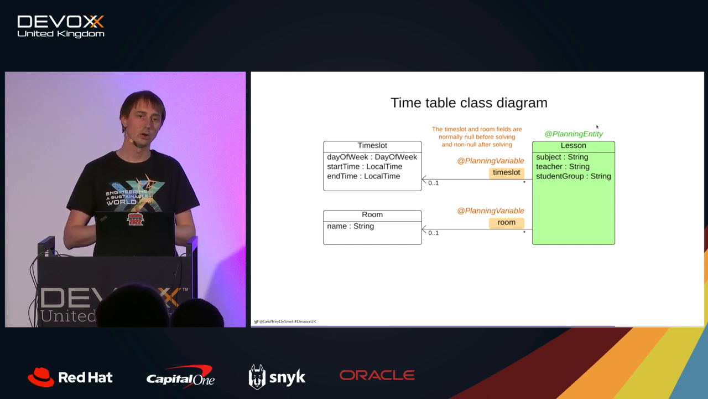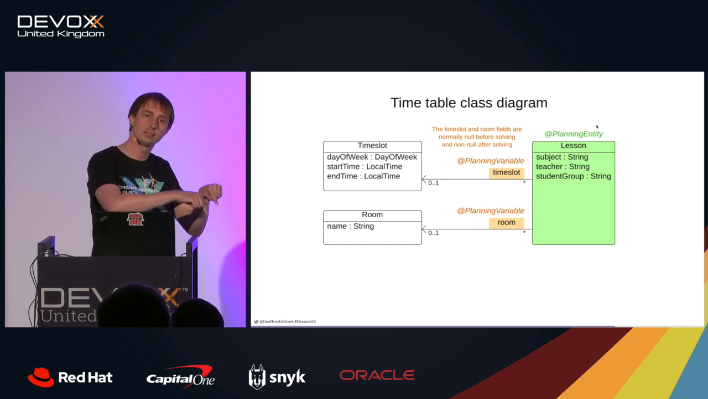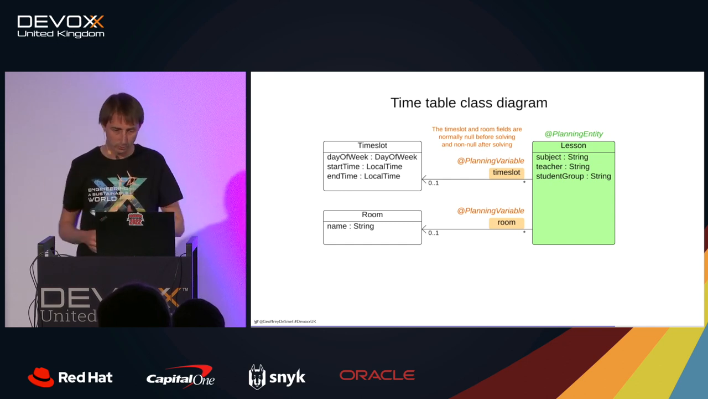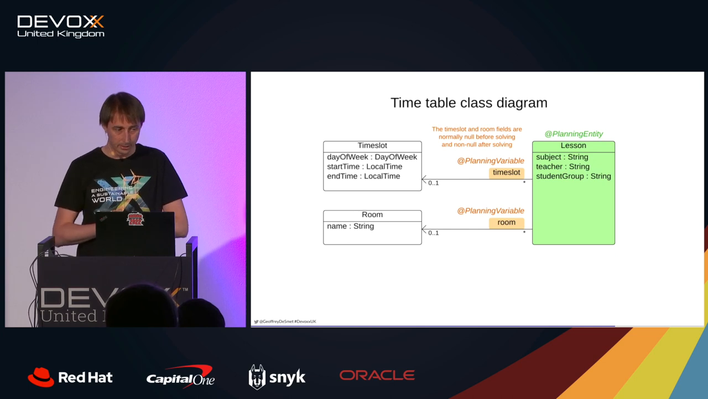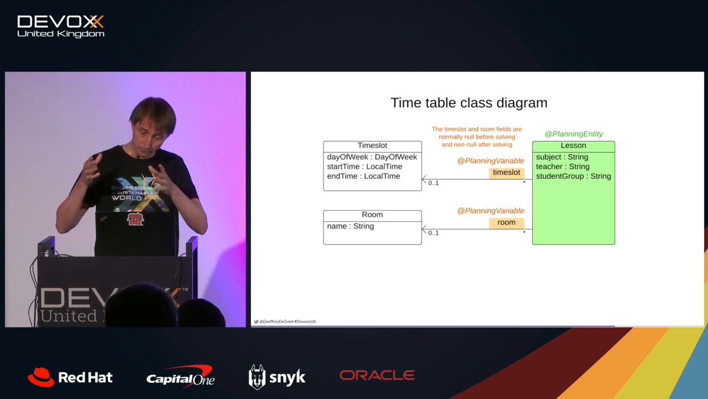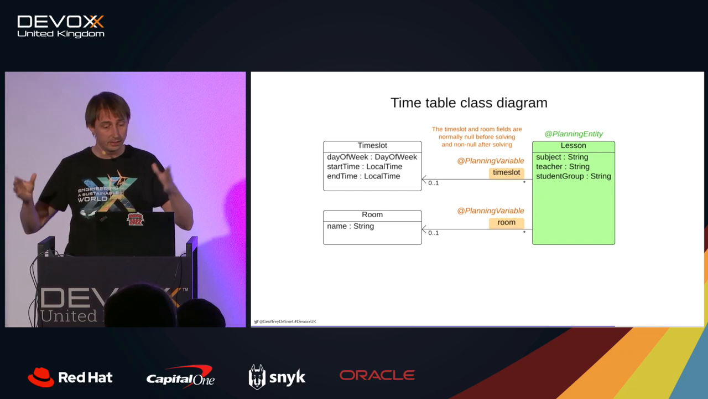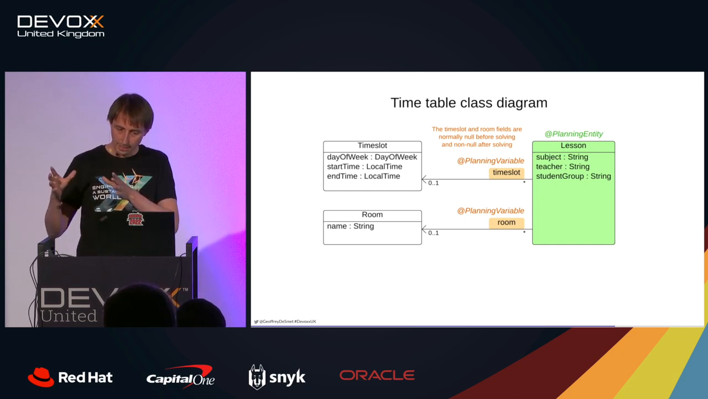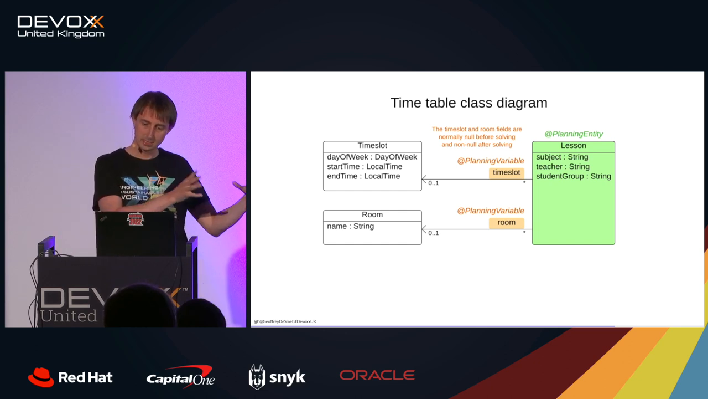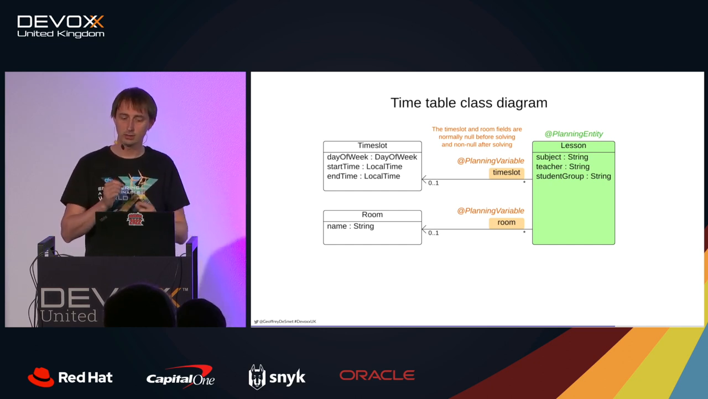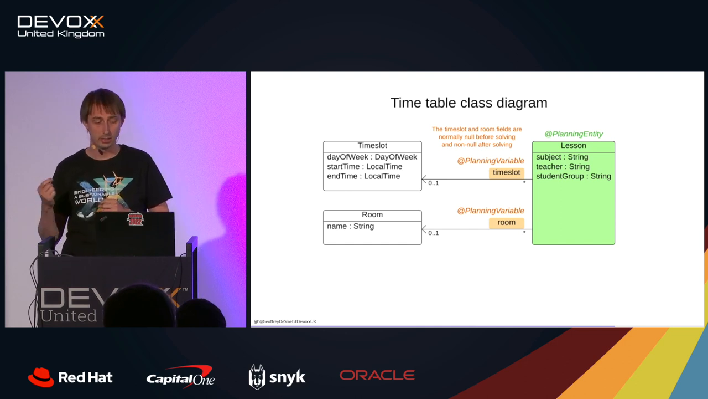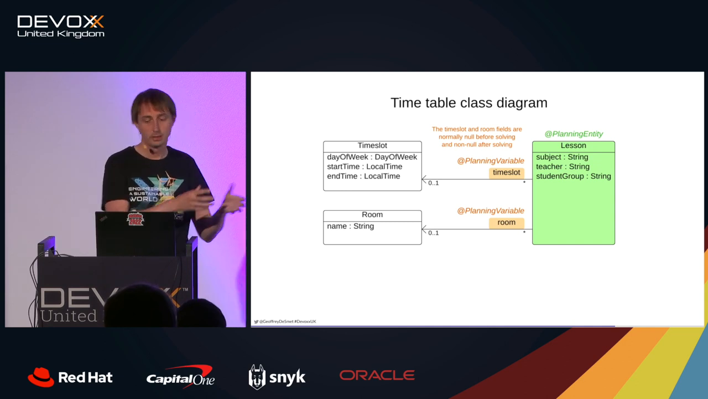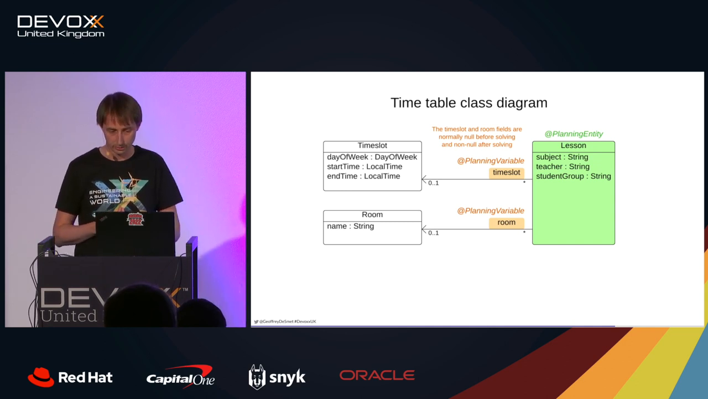Now, any class that has one or more planning variables needs to have a planning entity annotation. That's just a way for OptaPlanner to know, okay, in this class, there are things that I need to change. And it needs it for a number of reasons. Okay, so before we give the problem to OptaPlanner, let's say we have 20 lessons, and we have 10 time slots and two or three rooms, whatever, before we give those lessons to OptaPlanner, all of those lessons have time slot null, have room null. Those are not filled in. After OptaPlanner solves it, they will all be filled in. So that's what it's doing for us, right?